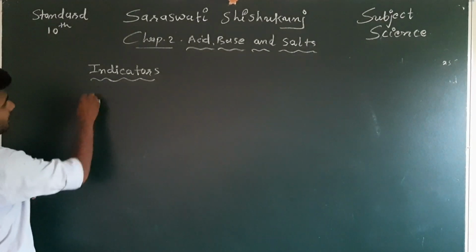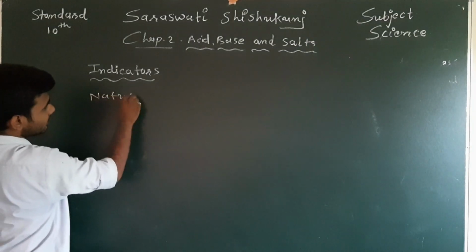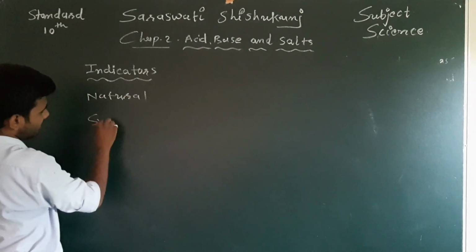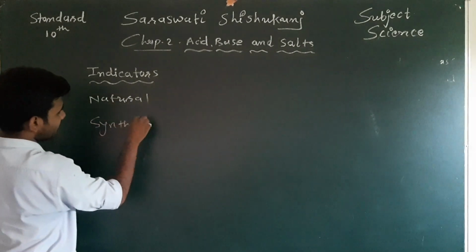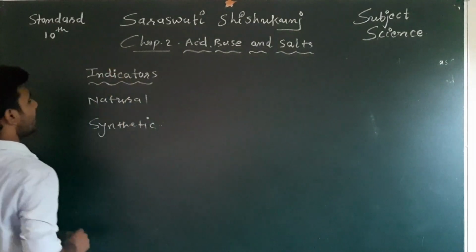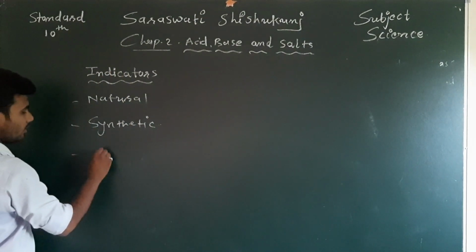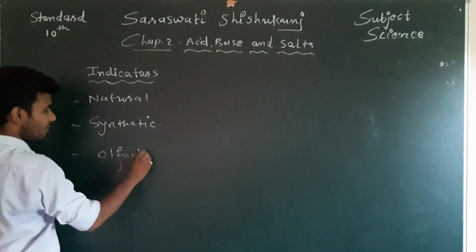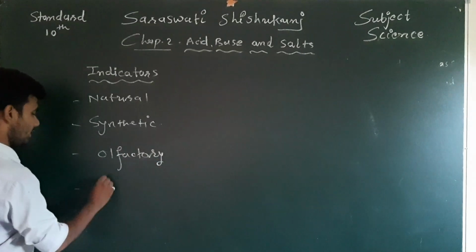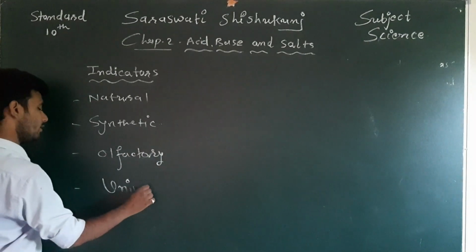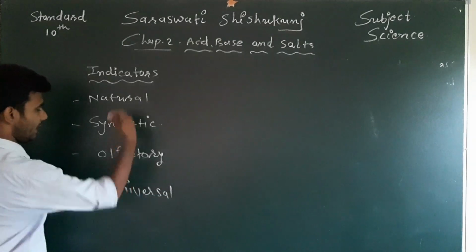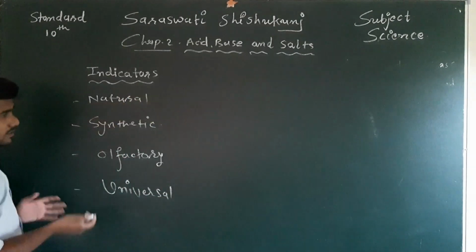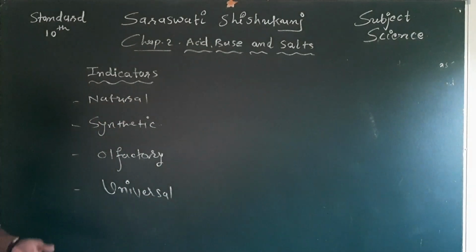We will have natural indicators, synthetic indicators, olfactory indicators, and universal indicators. Right? Natural indicators that we know very well are obtained naturally.